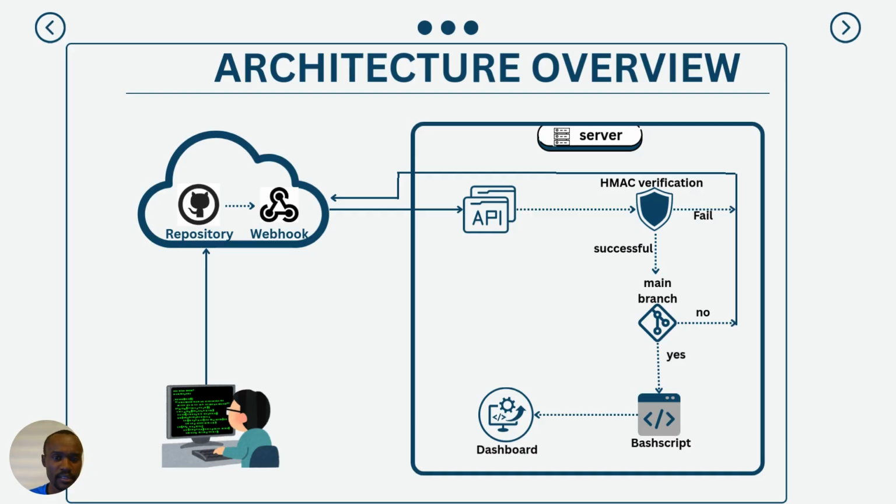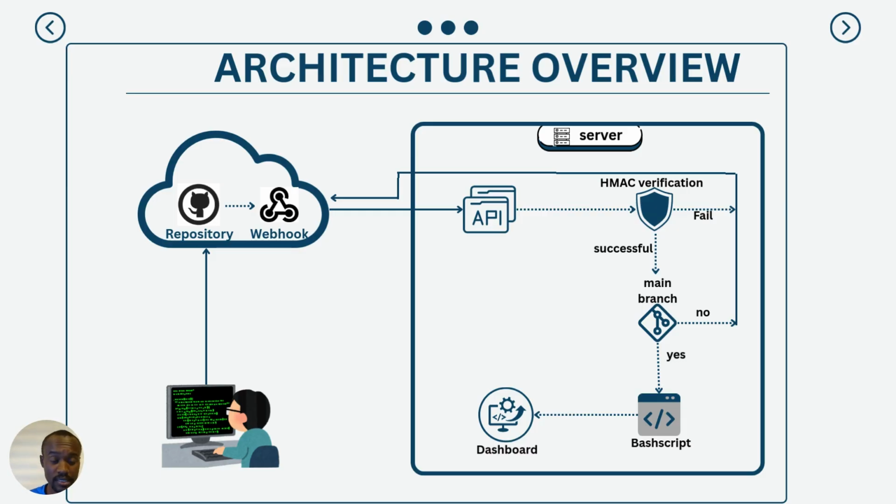So this is the architecture overview of our workflow. The process starts with a push event to the repository that is hosted on GitHub. And on the same repository, we have a webhook configured. So this push event will trigger the webhook, which in turn sends a payload to the Plumber API that's hosted on our server.